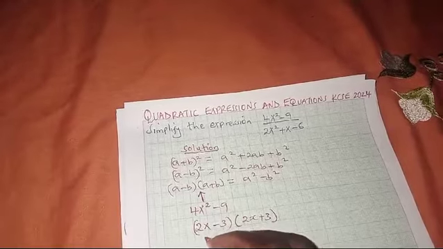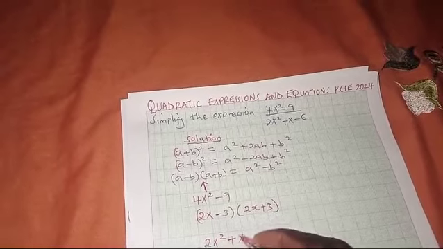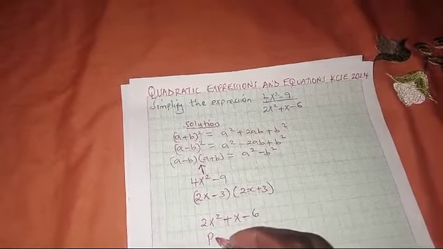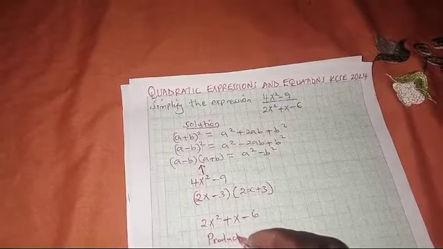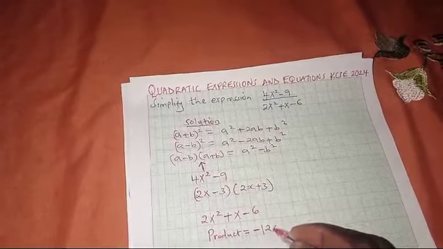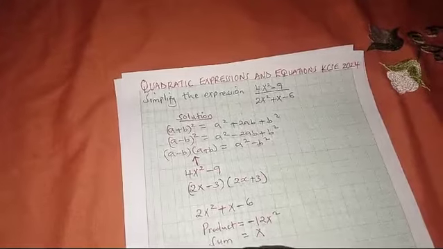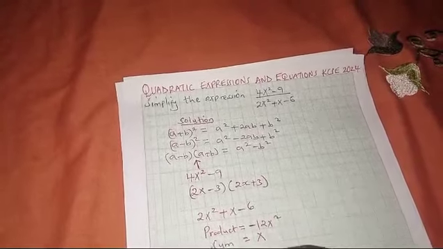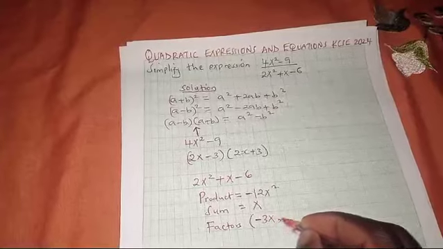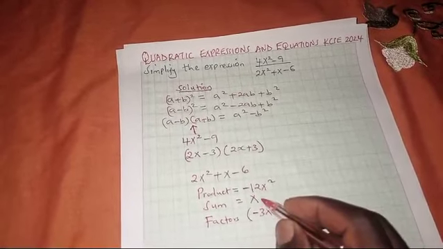Let us move to the denominator part, which is 2x squared plus x minus 6. This is a quadratic equation. We want to get the product: the first term multiplied by the last term, which is negative 12x squared. Then the sum is the second term, which is x. Next we get the factors. The factors in fact are negative 3x and 4x. When you multiply the two, they give you the product, and when you add the two, they give you the sum.